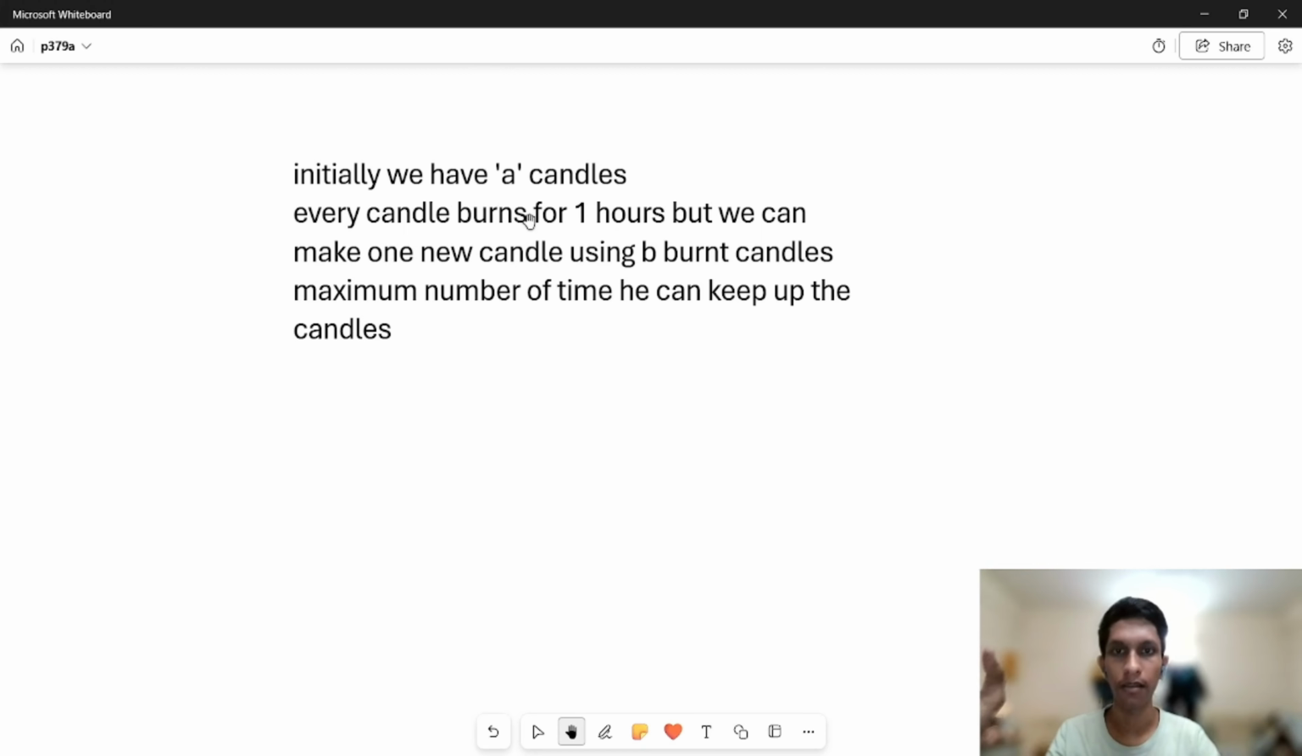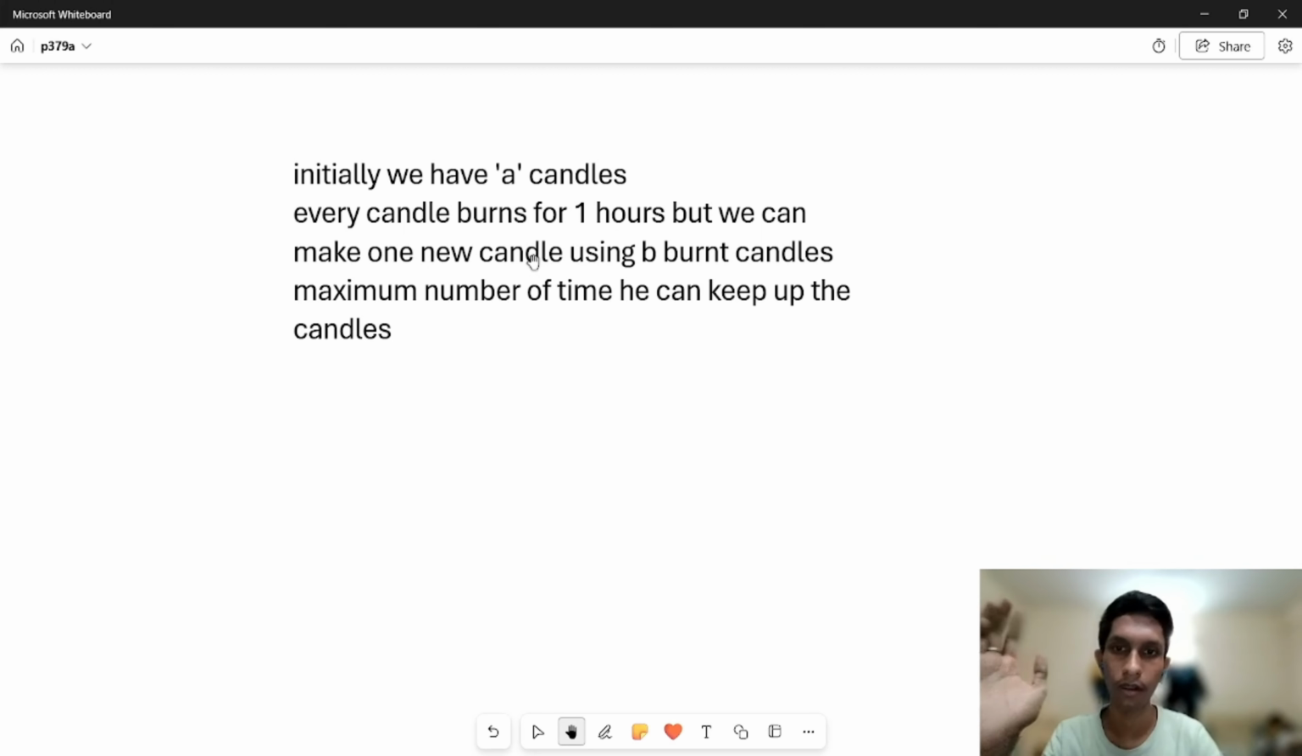Initially, we are given A candles, which burn for 1 hour, but after burning for 1 hour, they become wax. And to make a new candle, we need B burnt candles. B will be an integer given in the problem. So we'll need B burnt candles to make a new candle, which will be another A. From A we are going to B, which is burnt candles, and from B we are forming A. We are recycling all the wax into A and reusing it.